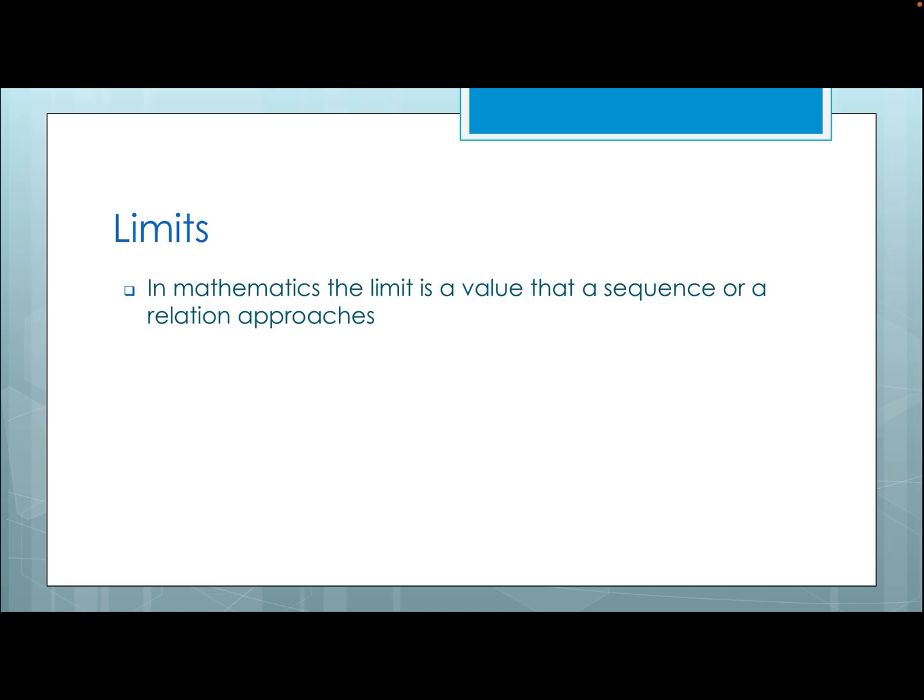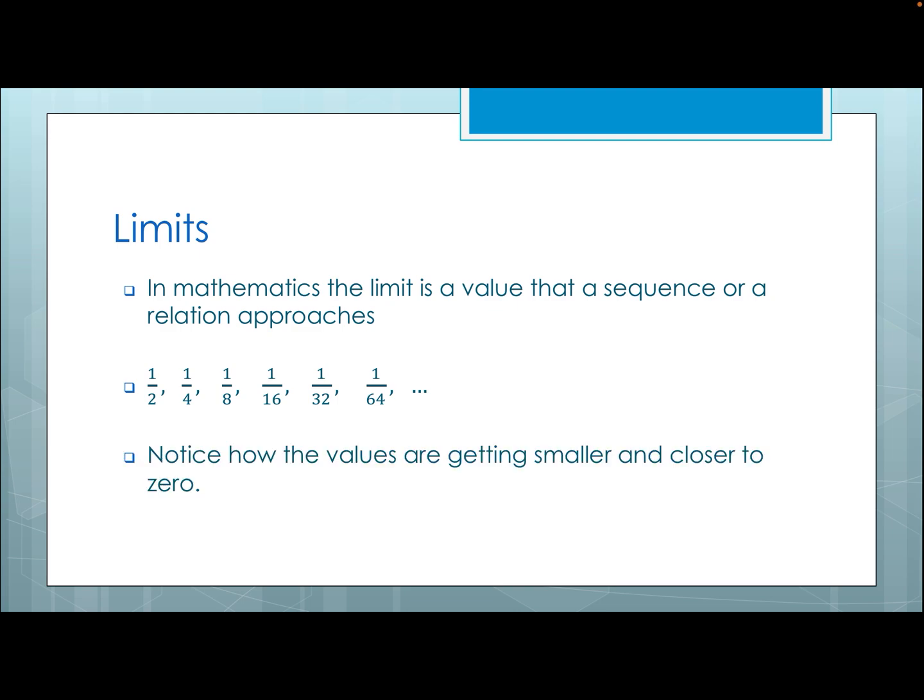In mathematics, the limit is a value that a sequence or relationship approaches. So 1/2, 1/4, 1/8, 1/16 keeps getting smaller. Notice how the values are consistently getting smaller, so they are getting closer to 0. If we went on for an infinite amount of terms, each one being a term, then the number should be getting closer to 0. And so we say the limit is 0.